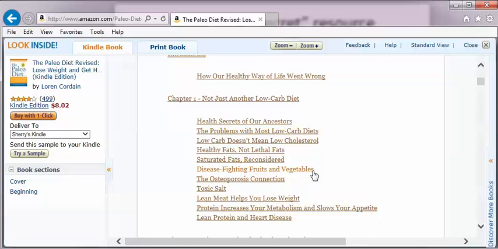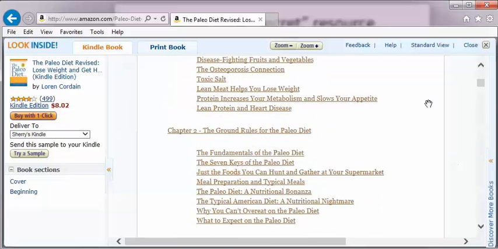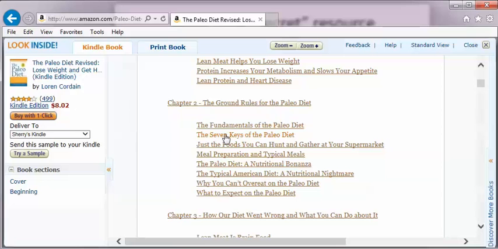Interesting. This could be a whole article on why the paleo diet is so good for you, because it encourages you to eat fruits and vegetables that are disease-fighting. Of course, a very basic article could be the 7 keys of the paleo diet. So you could write an article with a title similar to that, basically just saying, here are 7 things you need to know about the paleo diet, or 7 things a beginner needs to know about the paleo diet. And then also, this is a great one, why you can't overeat on the paleo diet. That is awesome. That would be a great piece of content to write about.